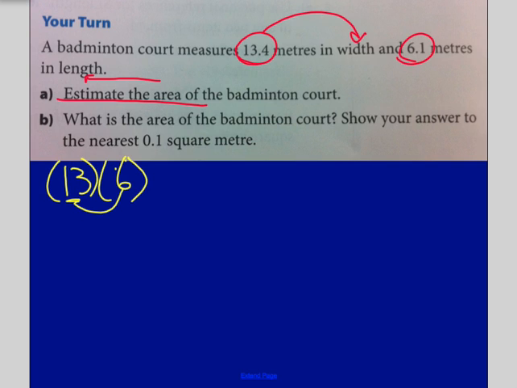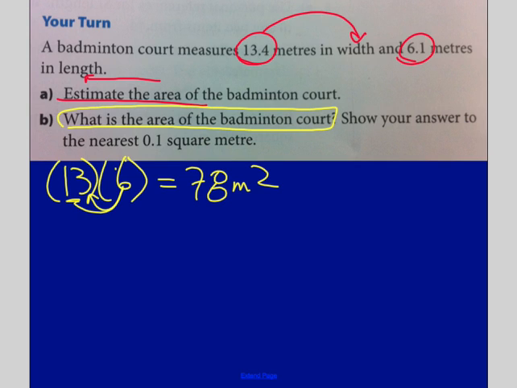I take 6 times 10 is 60. I take 6 times 3 is 18. 60 plus 18 is 78 square meters. So I'm going to figure that the area of this is about 78 square meters. Figuring out the actual area of the badminton court to the nearest one decimal place is just as easy, especially if I have a calculator. I'm going to take 13.4 and multiply by 6.1.